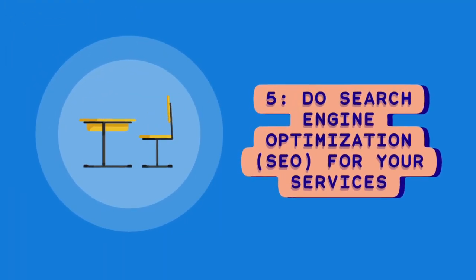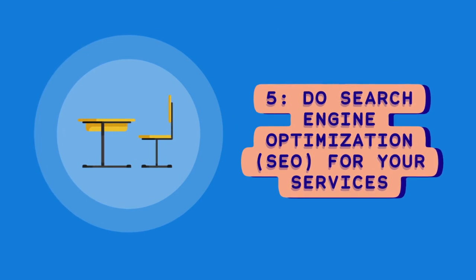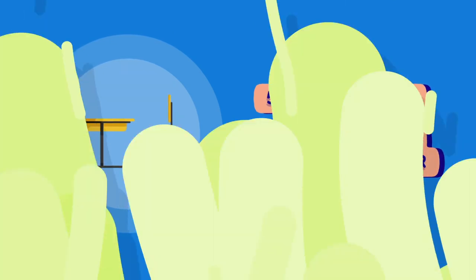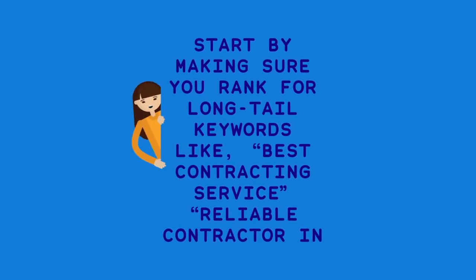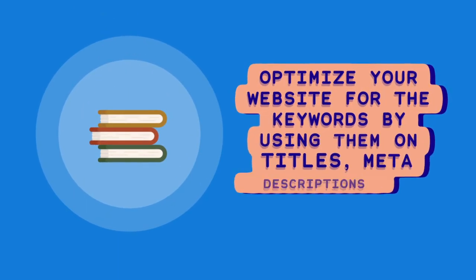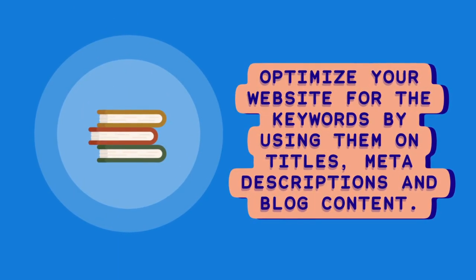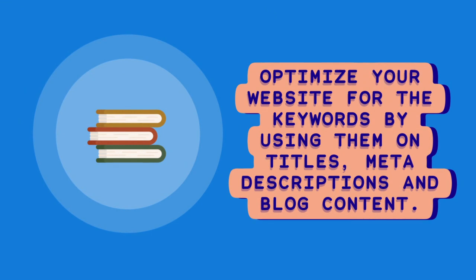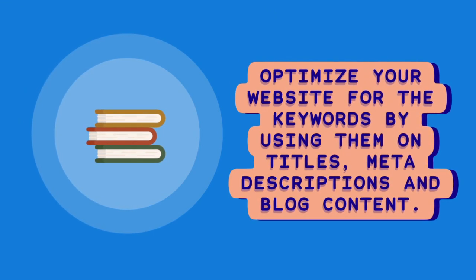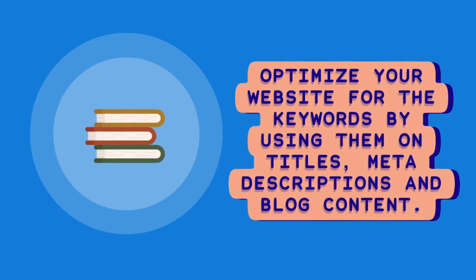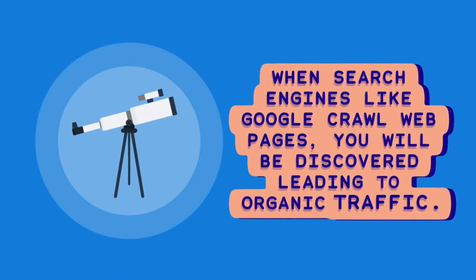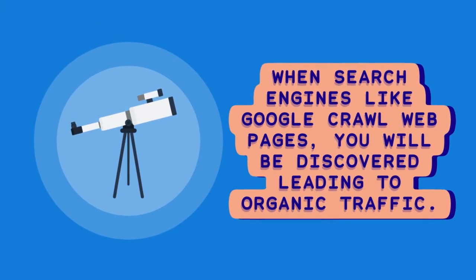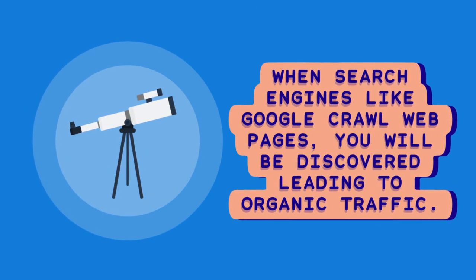5. Do search engine optimization, SEO, for your services. Start by making sure you rank for long-tail keywords like best contracting service, reliable contractor, and optimize your website homepage for the keywords terms by using them on your title tag, meta descriptions, headlines, and on-page blog content. When search engines like Google crawl web pages, you will be discovered, and this leads to organic traffic.